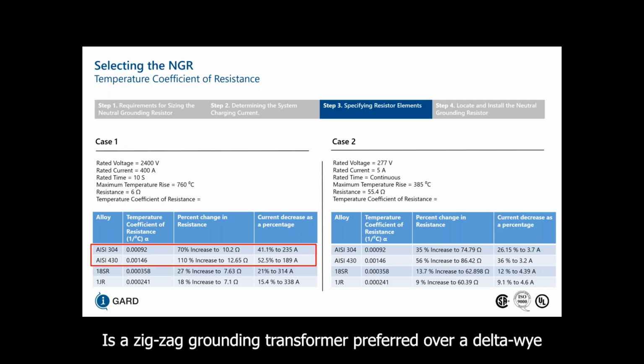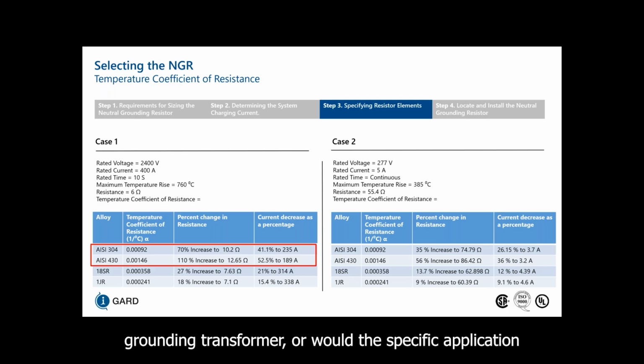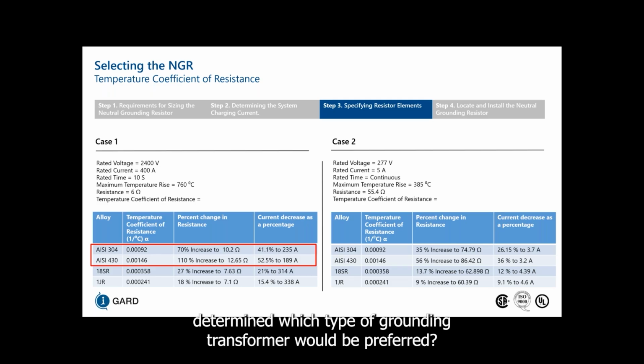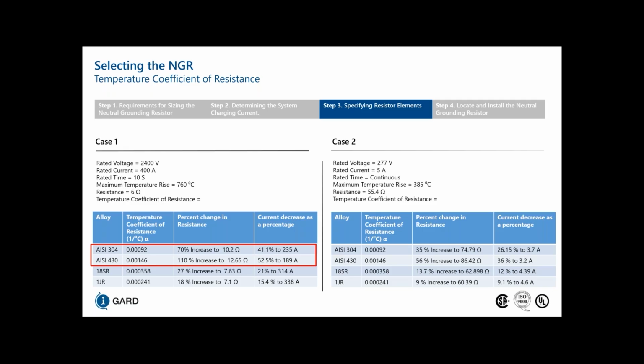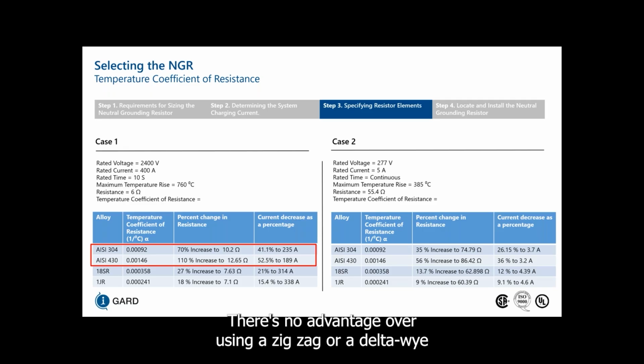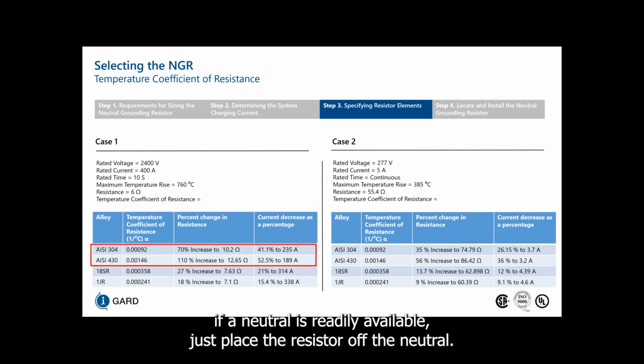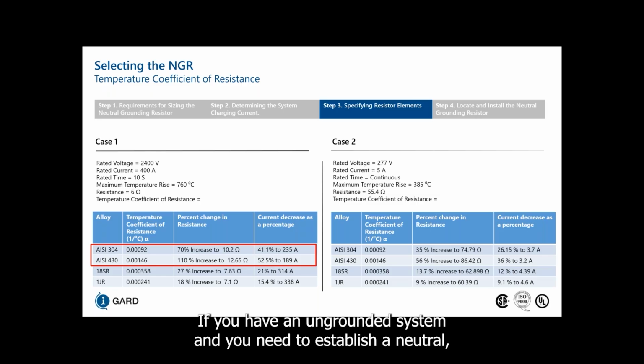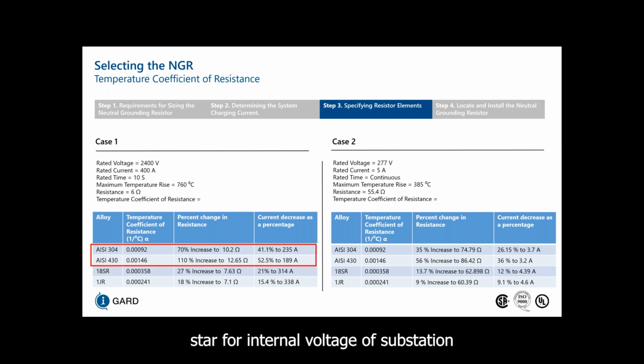Is a zigzag grounding transformer preferred over a delta Y grounding transformer, or would the specific application determine which type of grounding transformer would be preferred? There's no advantage over using a zigzag or a delta Y. If a neutral is readily available, just place the resistor off the neutral. If you have an ungrounded system and you need to establish a neutral, use a zigzag. Star for internal voltage of substation.